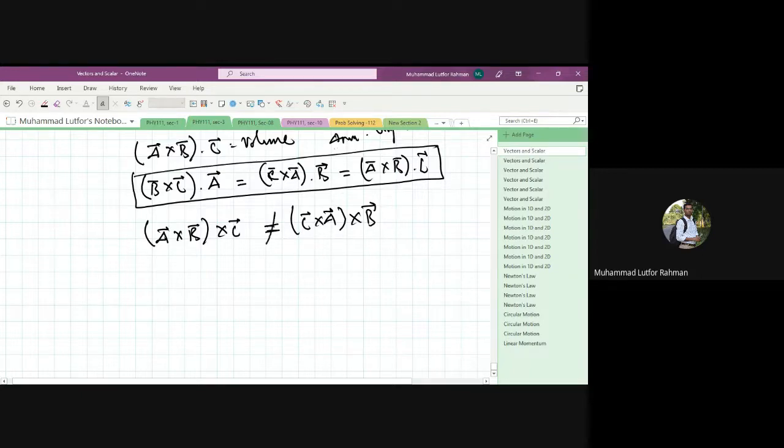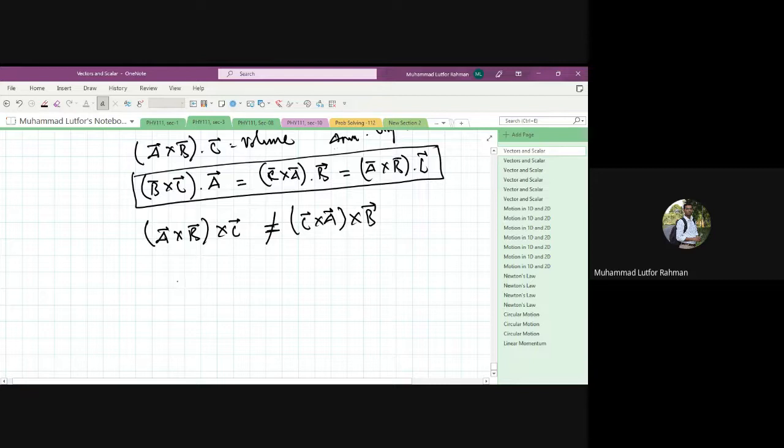It's not going to be the same because it's a vector product. Directions will be different. That's why we cannot write it down like this. There's a rule called the BAC-CAB rule. We use that idea.